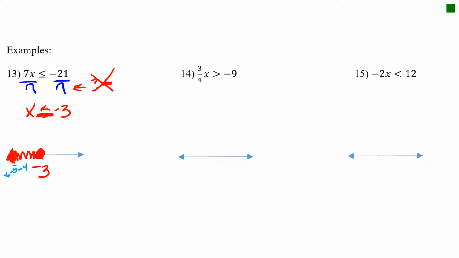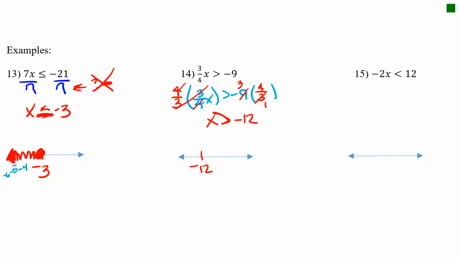Okay, on this one, I'm going to rewrite it because I don't have enough room. And I'm going to multiply by what? I'm going to multiply by 4 over 3. Now, did I multiply by a negative? No. So that means I do not do any flipping. 3 goes into 3 once, into 9 3 times, so that is negative 12. X is greater. It has the big mouth. That means I want my numbers to be bigger. Do I want to include negative 12? Nope. So it has an open circle.